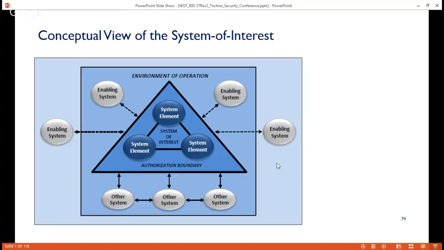Okay, let's look at a conceptual view of the system of interest. Within the big blue triangle, you have a number of system elements that are combined to create the system of interest. Outside of the triangle, you have enabling systems that provide services for the system of interest, but they're not within your authorization boundary. So for risk management framework purposes, they don't apply. And then you have other systems that interact with your system of interest, but again, they're outside your authorization boundary.